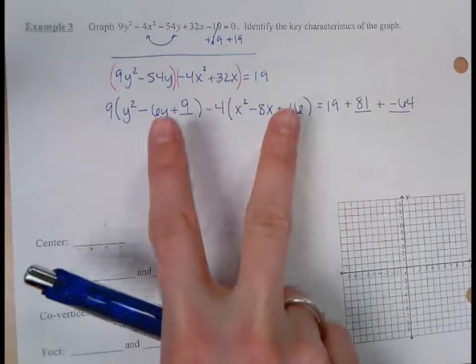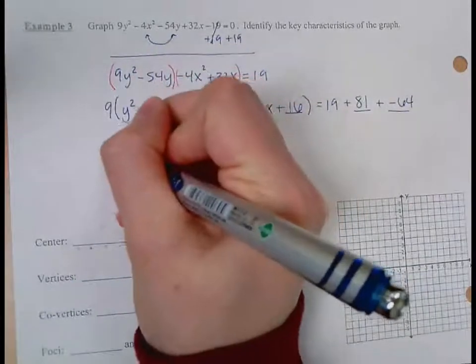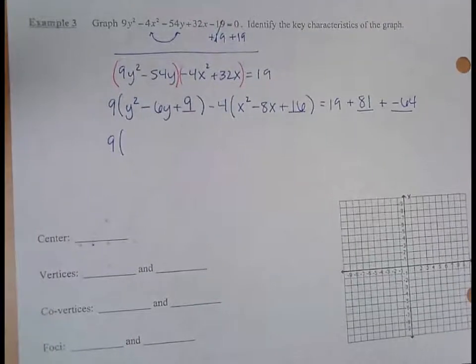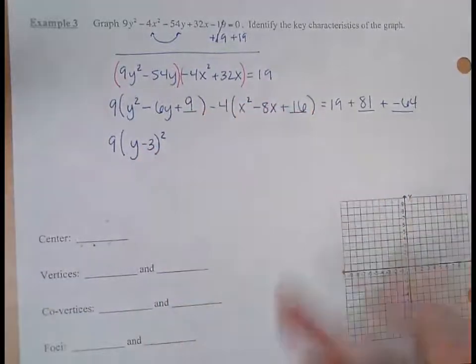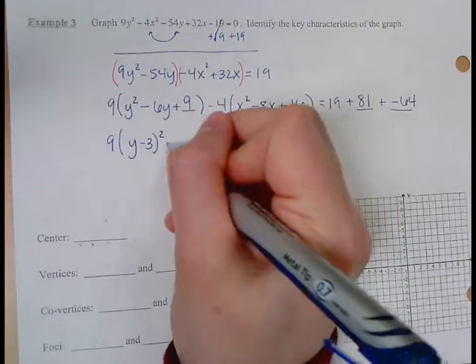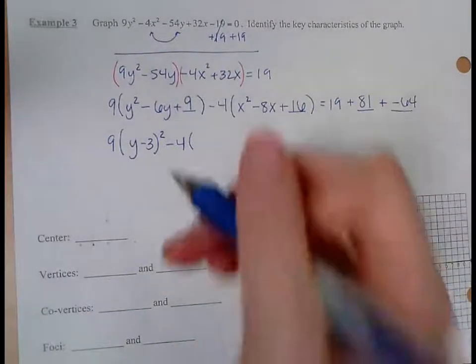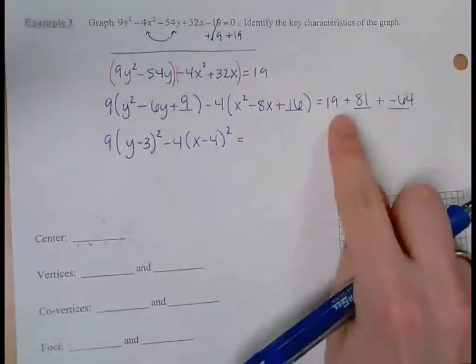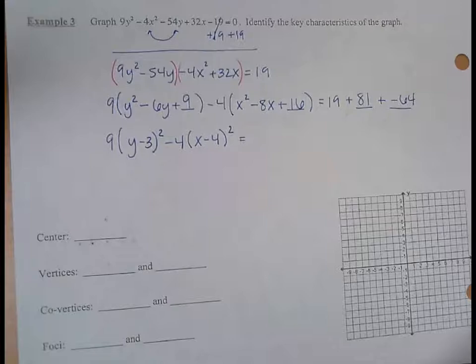And then we factor the trinomials that are on the left. So y squared minus 6y plus 9 will factor to what? Y minus 3 quantity squared, and then I still have the minus 4. X's will factor to be what? x minus 4 quantity squared, and then we have to add 19, 81, and negative 64. And that is 36.